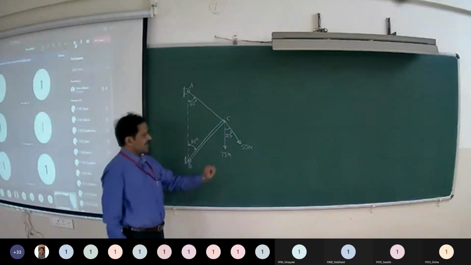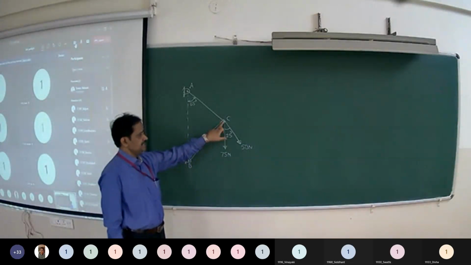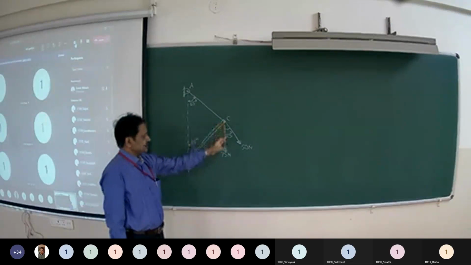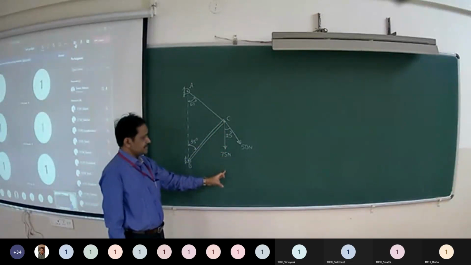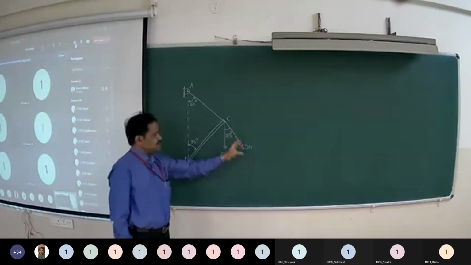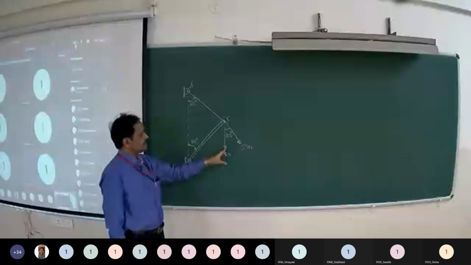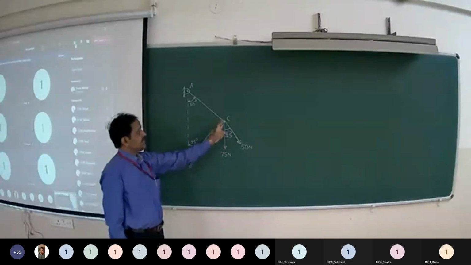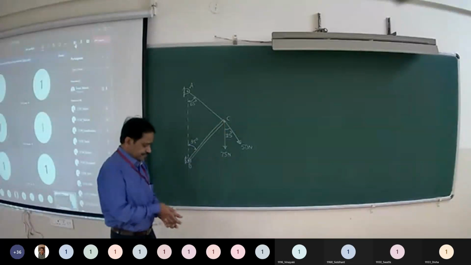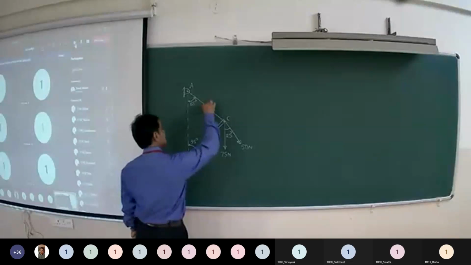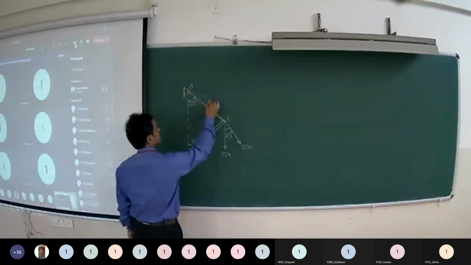So three forces are acting at point C. What are those three forces? 75 Newton acting vertically downwards, 50 Newton making an angle 25 degrees with respect to vertical, and tension in the cable AC, right? So the tensile force always acts away from the point. So it is acting from C to A.